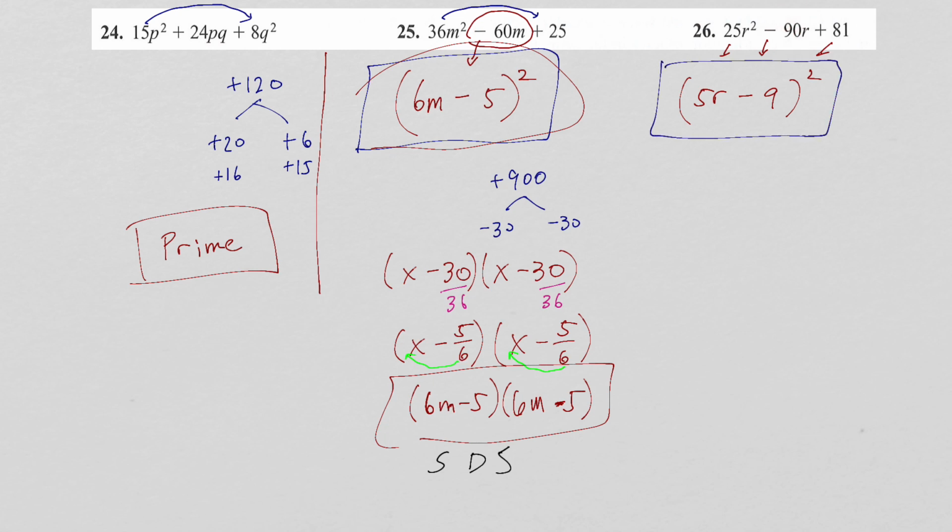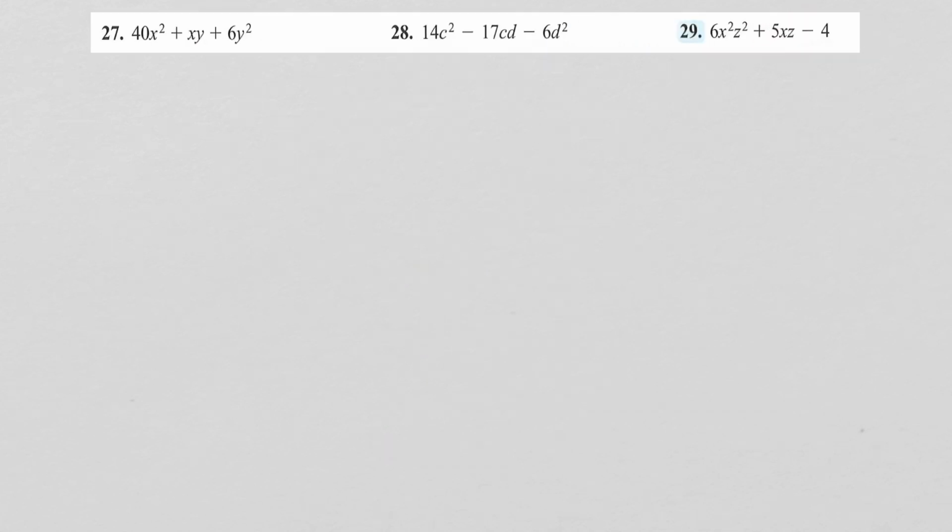But you really do have to check that middle term to see if it works. Just because this and this are perfect squares doesn't mean that this is the answer. You've got to check that middle term. Don't worry about that variable. Worry about that at the end of the problem.